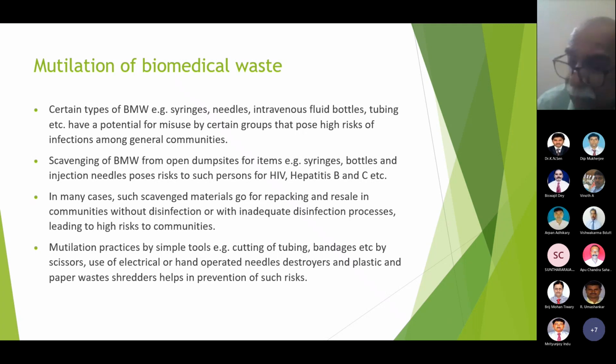So these are practices we all have seen in our life, and that is why we have to have a system of mutilation of biomedical waste. This is carried out simply by cutting the tubes and bandages using scissors, a needle cutter or needle destroyers, electrical or mechanical types, as well as paper shredders, etc. And these tools help in the prevention of spread of infection among these communities. So apart from segregation, mutilation of biomedical waste is also very important.